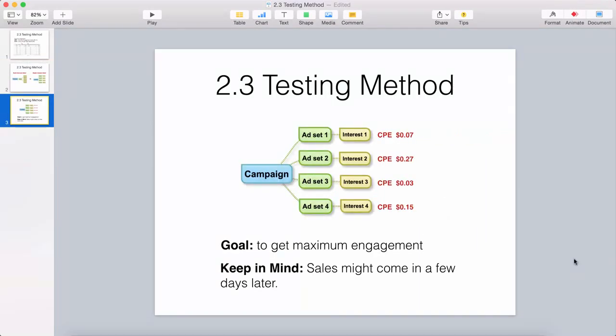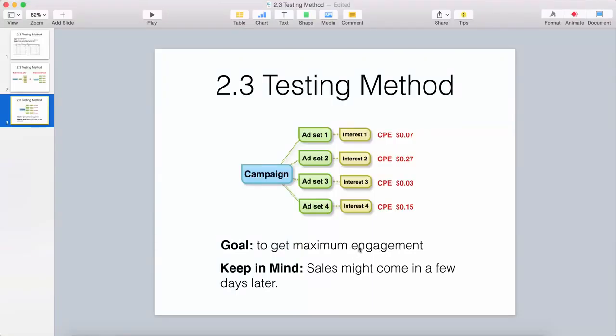Let's say you are testing a campaign. After running it for a day, you check the results in the Facebook report and you find that there are 2 interests which give you low CPE and the other 2 are higher. What you're going to do is pause interest 2 and interest 4 and just let the first one and the third one run. Our goal here is to get maximum engagement.